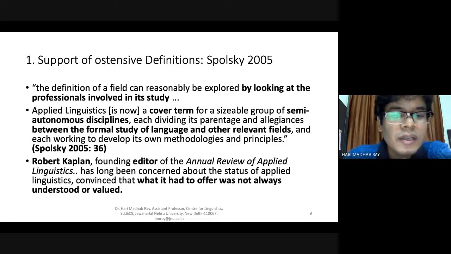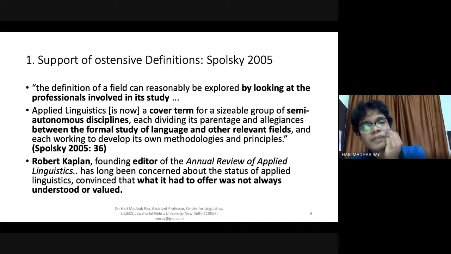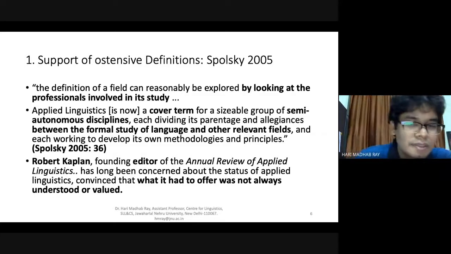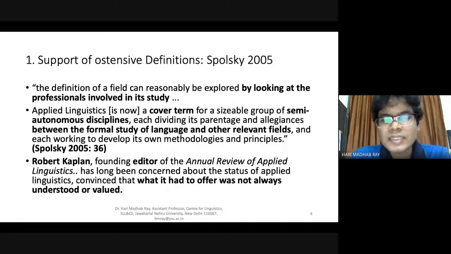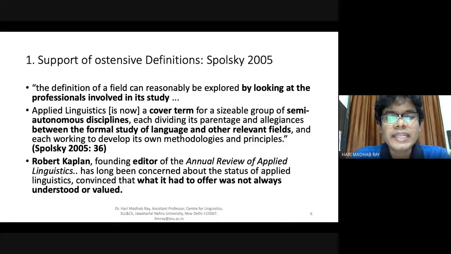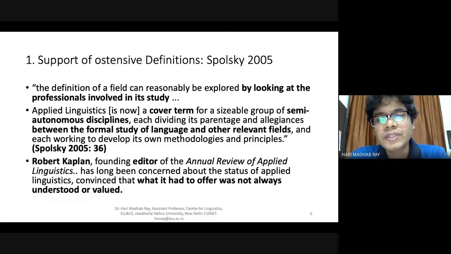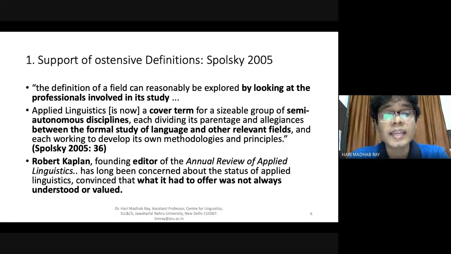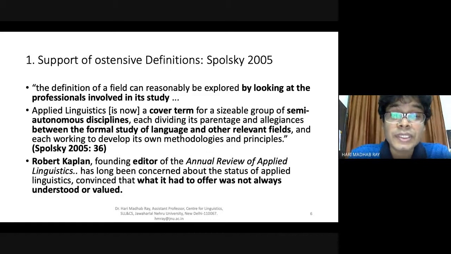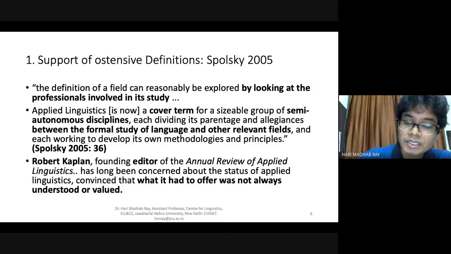Robert Kaplan, editor of Annual Review of Applied Linguistics, has long been concerned about the status of applied linguistics, convinced that what it had to offer was not always understood or valued. So people could not understand what applied linguistics wanted to offer. That's one of the concerns Robert Kaplan is raising.